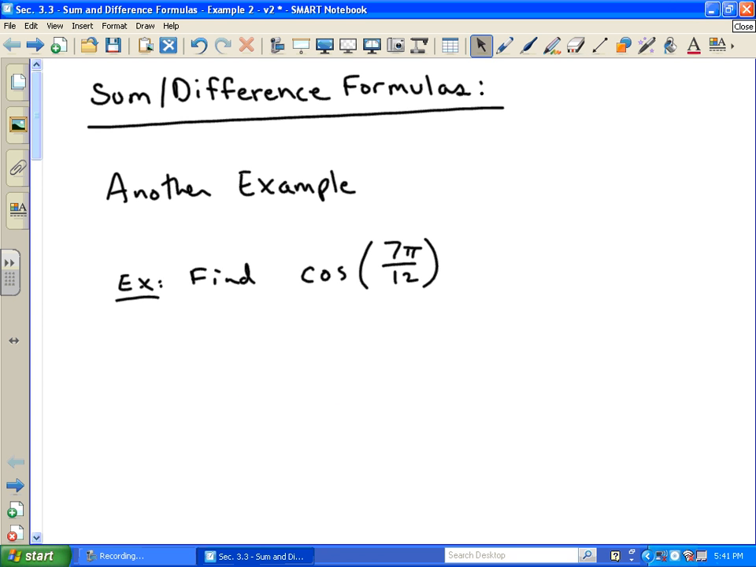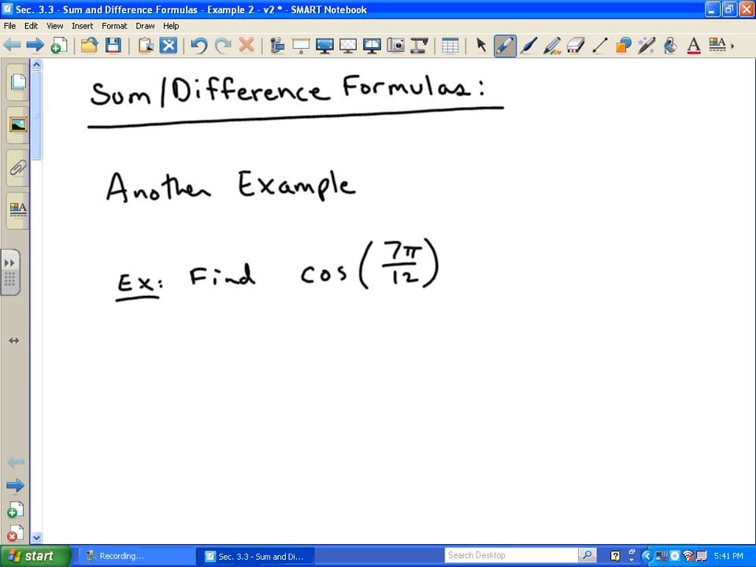I'd like to now look at another example of using our sum and difference formulas in trig functions. On this one, I've asked you to find the cosine of 7 pi over 12. Well, 7 pi over 12 is not an angle that I know necessarily from my basic 30, 60, 90 or even quadrantals. So the first thing I'd like to do is convert 7 pi over 12 into degrees.